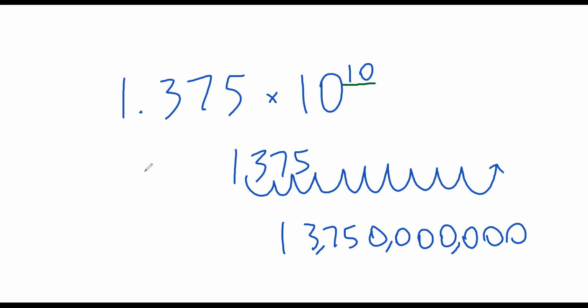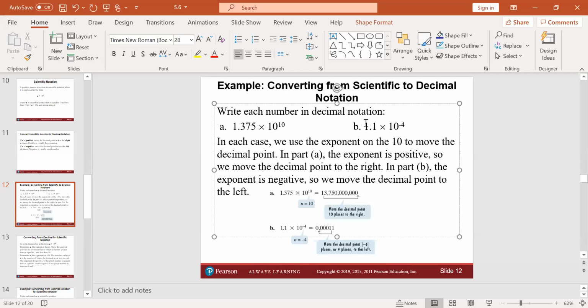So really, 1.375 times 10 to the 10th is really the number 13,750,000,000. That is an absolutely massive number. It's huge. So if you're starting with a really large number, or rather if you have a positive power on n, what you're dealing with is a really large number.